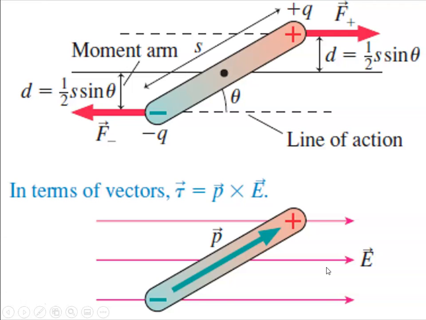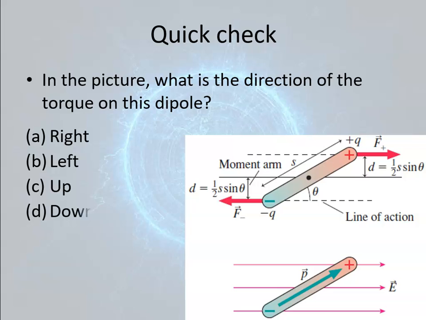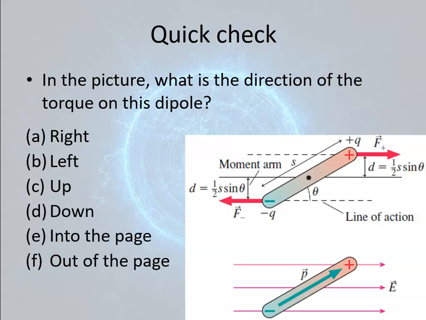Now, if you were just to fix the middle of a dipole there and set it in an electric field at an angle, the result is, yeah, it would decrease the angle, but then by conservation of momentum, it would kind of keep going until it reaches the opposite angle and it would oscillate back and forth. That's that type of oscillation problem, and finding the frequency of such an oscillation is something that occasionally comes up on exams. So in this picture, what is the direction of the torque on this dipole?